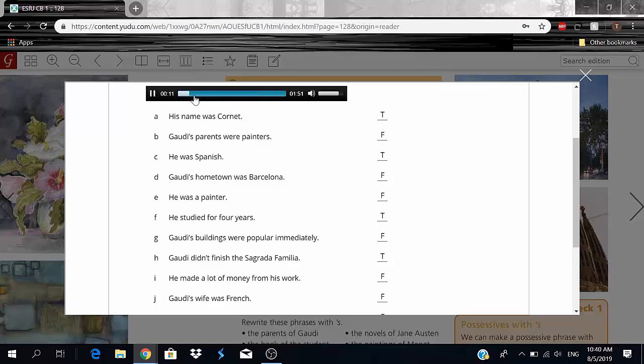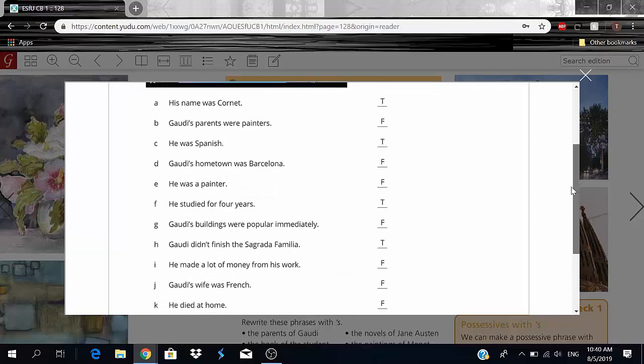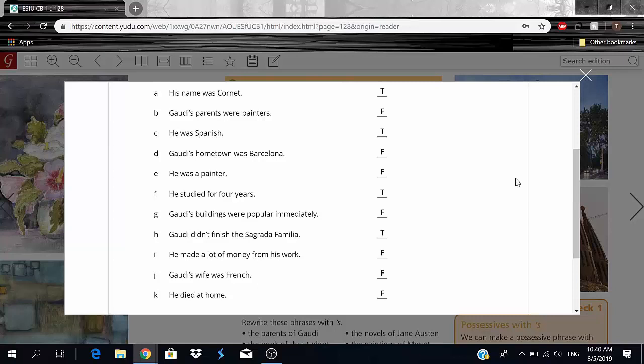141. False. Culture. I am going to talk to you about a very famous person in my culture. I like his work very much. His name was Antonio Gaudi. Well, actually, his name was Cornet, but people called him Gaudi. Gaudi was a Spanish architect. He was born in Rus in 1852. It is a town in northeast Spain. Gaudi's parents were coppersmiths. They made things from copper. Gaudi's father took him to Barcelona in 1868. He wanted to study architecture. He went to architecture college from 1873 to 1877.